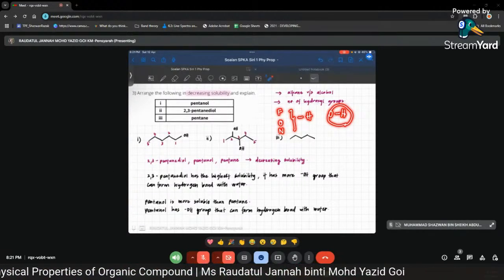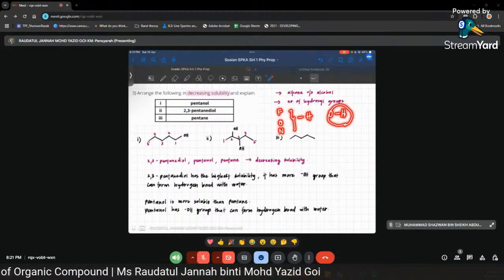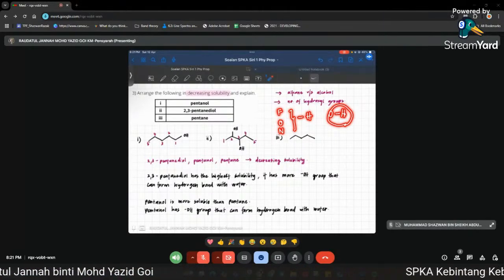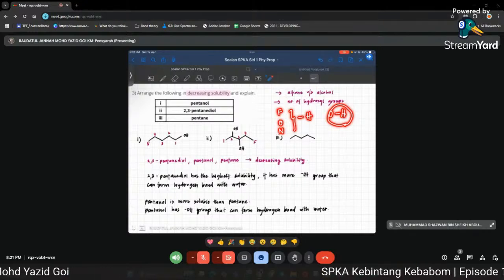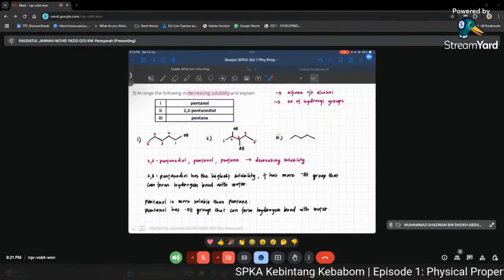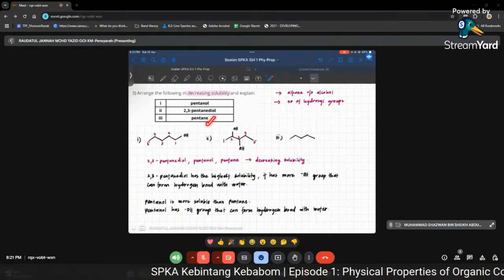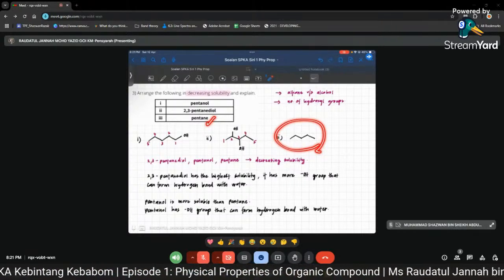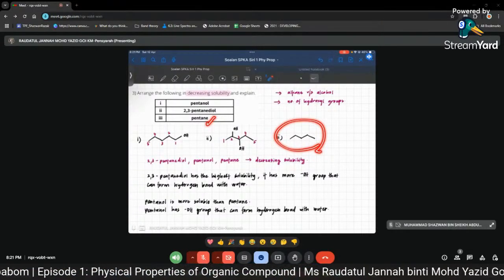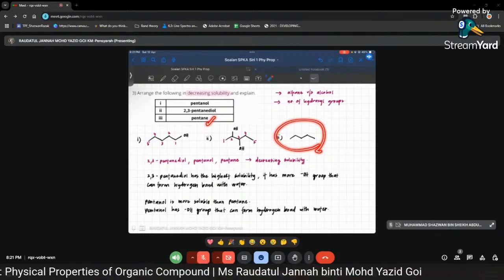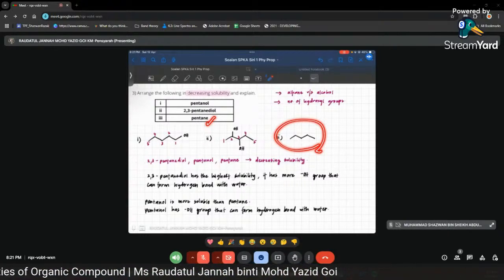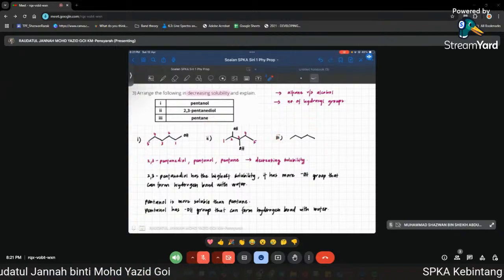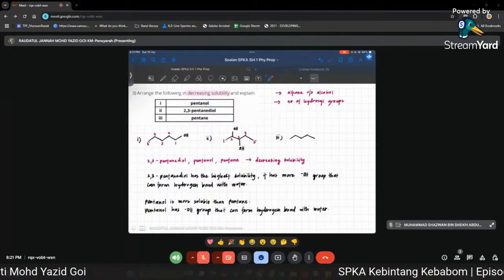So by that, you patut aware semua alcohol can form hydrogen bond with water sebab kita ada hydroxyl group. And for alkane, obviously you cannot form hydrogen bond with water sebab basically you ada CH bond je throughout you punya molecule. Okay, so by that, you punya alkane cannot be dissolved in water sebab it cannot form hydrogen bond with water.